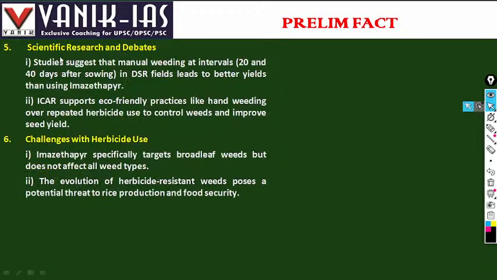Scientific research and debates: studies suggest that manual weeding at an interval of 20 to 40 days after sowing in DSR fields leads to better yields than using imazethapyr. ICAR supports eco-friendly practices like hand weeding over repeated herbicide use to control weeds and improve the seed yield. Challenges with the herbicide use: imazethapyr specifically targets broadleaf weeds but does not affect all weed types. The evolution of herbicide resistant weeds poses a potential threat to rice production and food security.